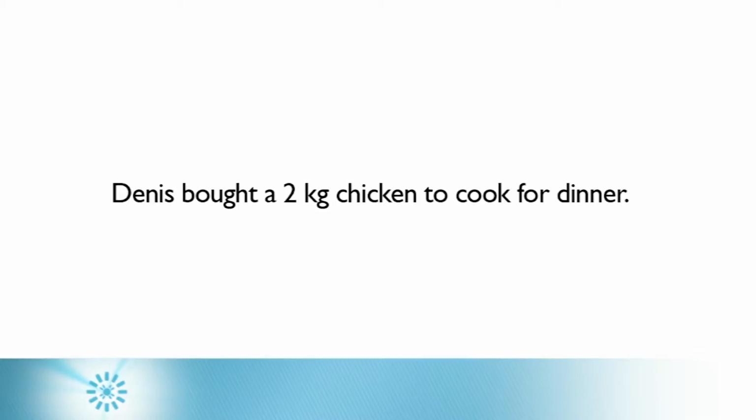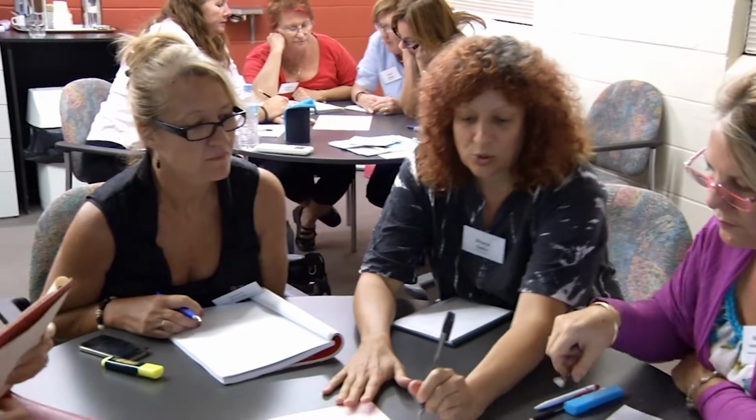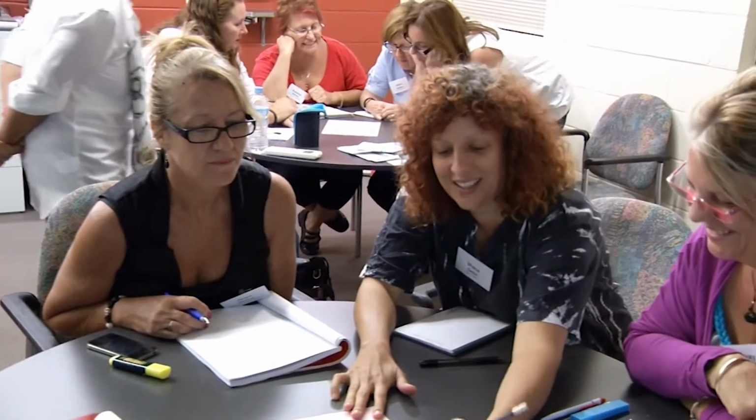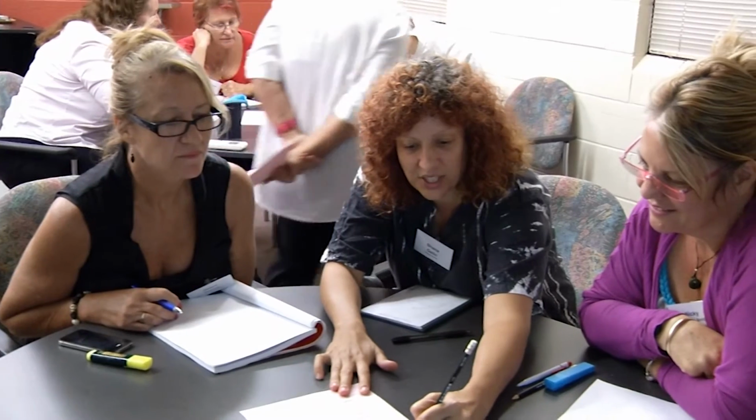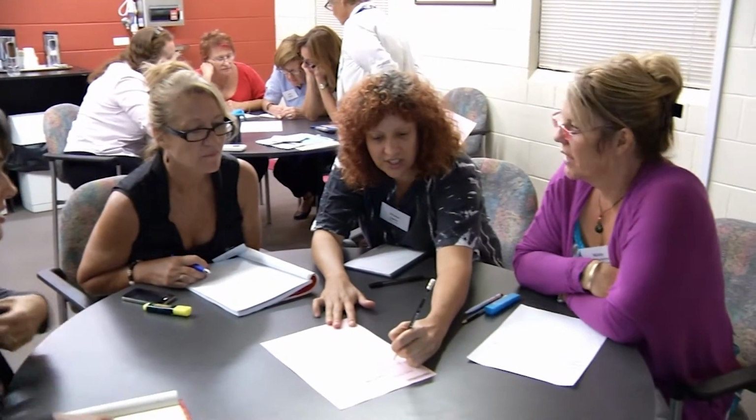I have found more information about chickens than you could possibly know there was to know doing this with groups of people. Everybody's got a chicken fact. Dennis bought a 2 kilogram chicken to cook for dinner. How much do chickens normally weigh? 2 kilos. Big one. That's a big one. That could be true. Yes. So you think it's true, and you don't like chicken? That's a big truth.